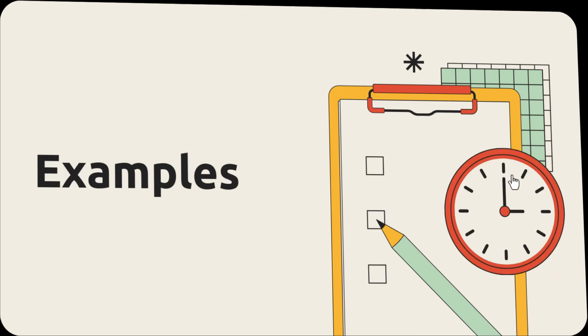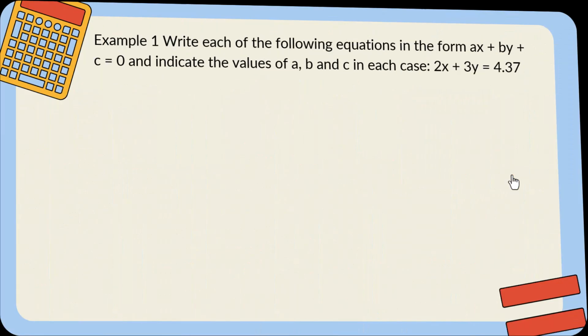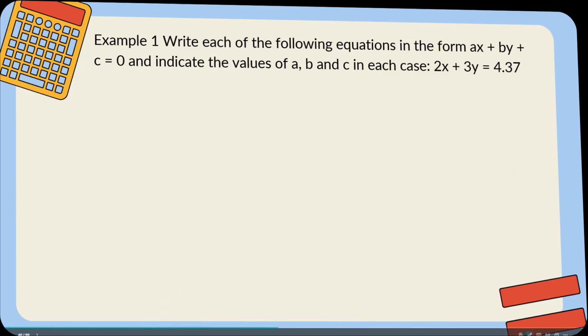So let's look into examples. We have: write each of the following equations in the form ax plus by plus c is equal to 0, and indicate the values of a, b and c in each case. So we have to write it in the standard form. Once we write it in the standard form, we will know what a, b and c are.